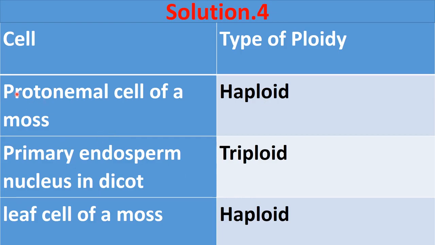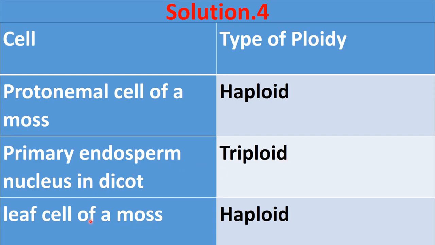First of all, let's talk about the protonemal cell of a moss. The protonema is the first stage in the gametophytic phase, the first stage for the formation of the gametophytic body in mosses, right? So it has the haploid number of chromosomes. Okay, so this is haploid. Then the primary endosperm nucleus in a dicot. The primary endosperm nucleus is formed by triple fusion, meaning a male gamete and two polar nuclei. So it is triploid.